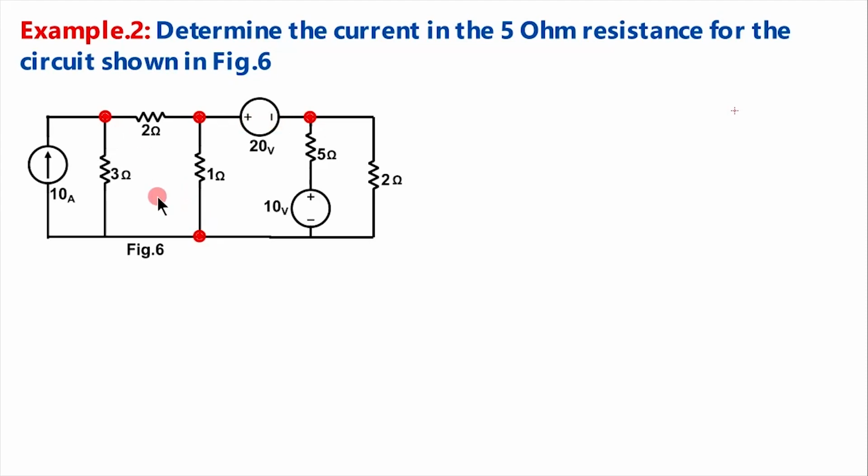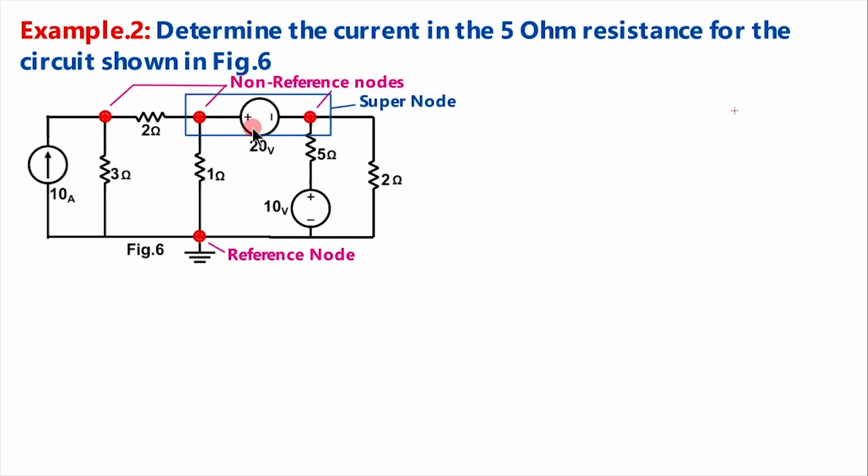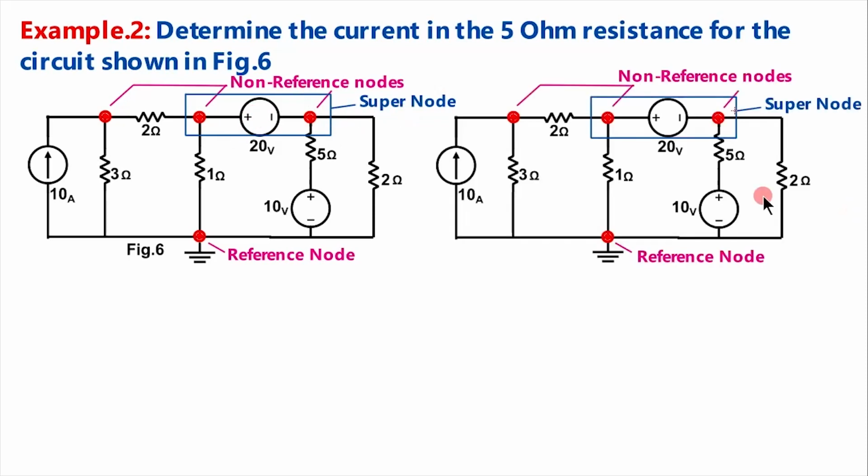In this one, we have to take one as a reference node. Let this be the reference node and these are all non-reference nodes. This reference node, we will ground it and the voltage here will be 0. See here, for analyzing the circuit, one voltage source is coming in between 2 non-reference nodes. Here one super node is coming and we have to apply super node analysis to redraw the circuit.